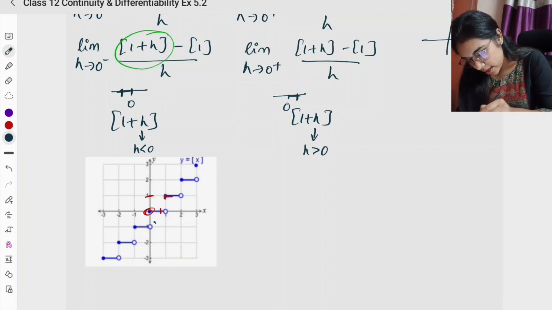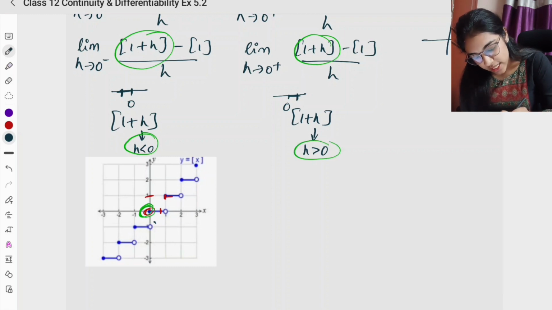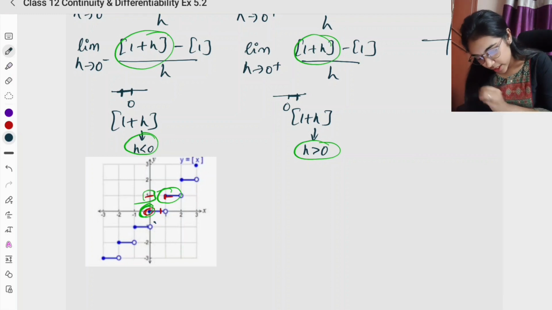I have 1 plus h where h is less than 0. h is less than 0, so now I'm going to have the value of 0. Here I have 1 plus h where h is greater than 0. h is greater than 0, so 1 plus h is going to be some number which is greater than 1. So what value will it take? It is going to take the value 1.